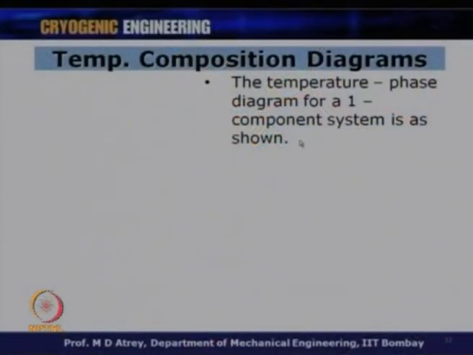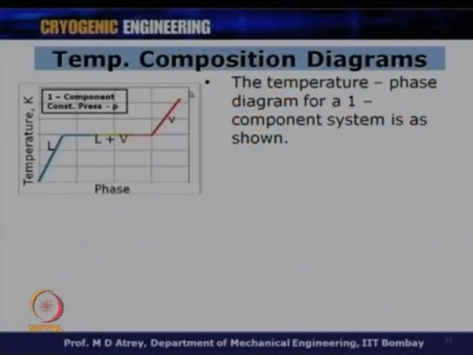So, having understood this temperature composition diagram and what happens to the molar composition when we start cooling this mixture, let us see what we have understood from this. The temperature phase diagram for a one component system is normally like this. If I start cooling a one component, I am coming down from this vapor region, and during this phase transition I get a two phase region, and therefore, I get an L plus V over here, and as you know, for a single component during the phase transition the temperature remains constant.